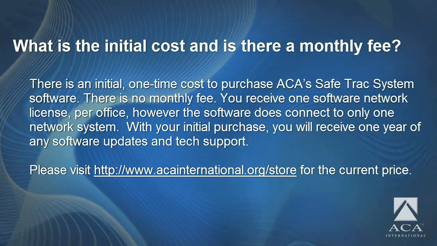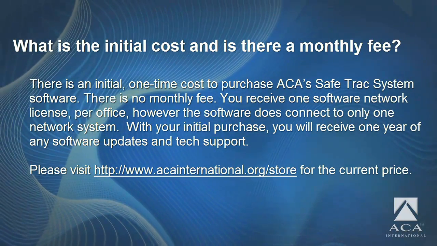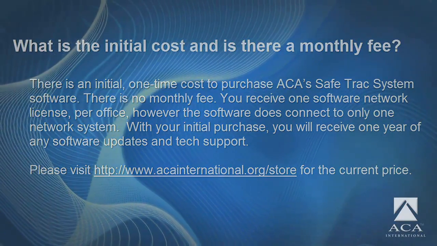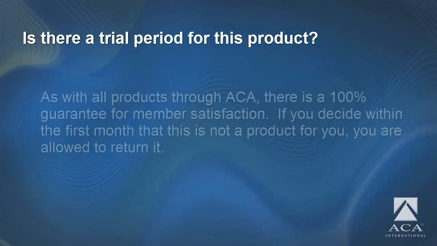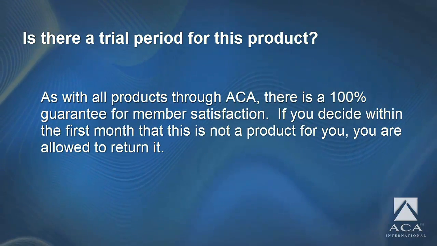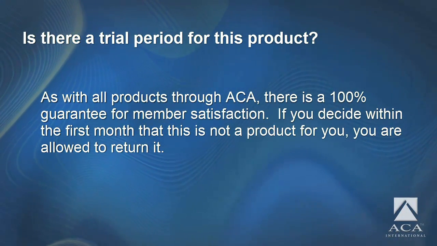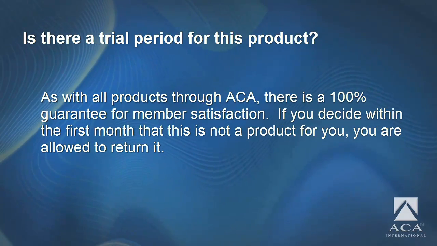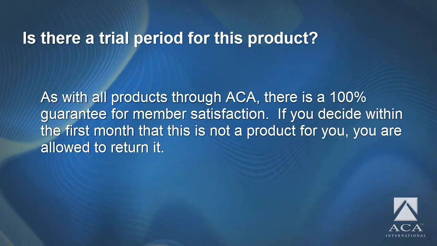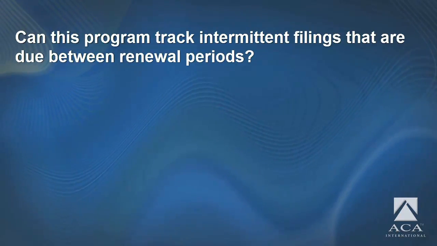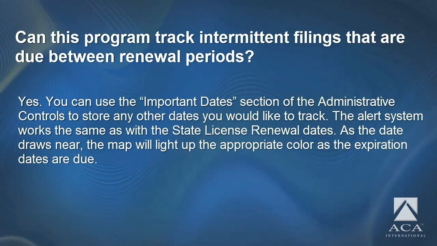Please visit www.acainternational.org/store for the current price. Is there a trial period for this product? As with all products through ACA, there is a 100% guarantee for member satisfaction. If you decide within the first month that this is not a product for you, you are allowed to return it. Can this program track intermittent filings that are due between renewal periods?